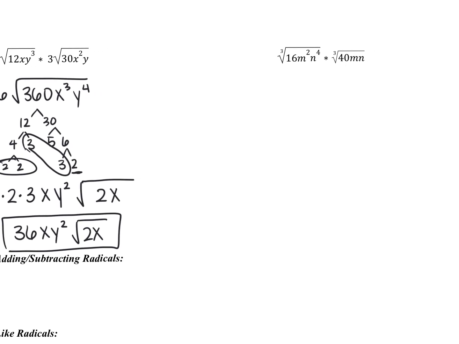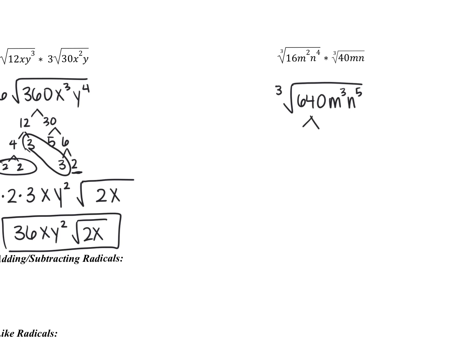So far, all of the examples we've done have been square roots, but I might throw in a cube root for multiplication as well. So the cube root of 16m squared n to the 4th times the cube root of 40mn. So I'm going to do 16 times 40. So I'm going to get the cube root of 640. m squared times m is m cubed, and then n to the 4th times n is n to the 5th.